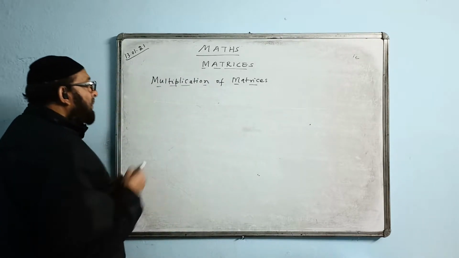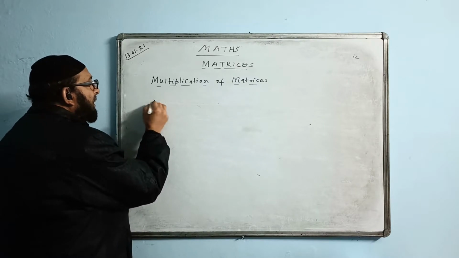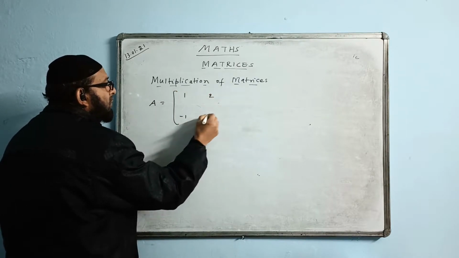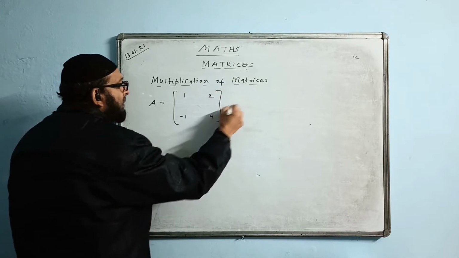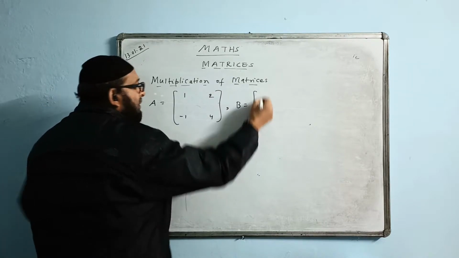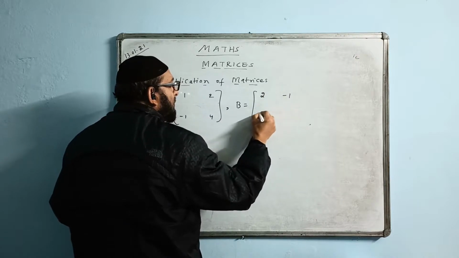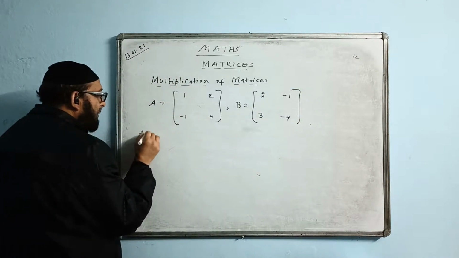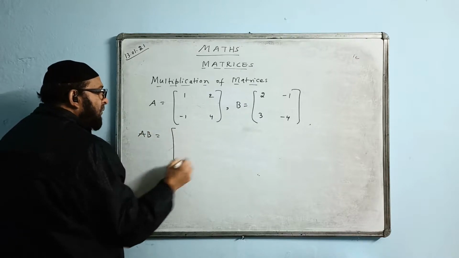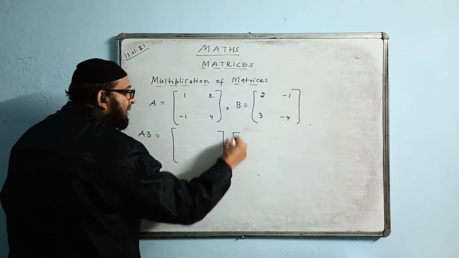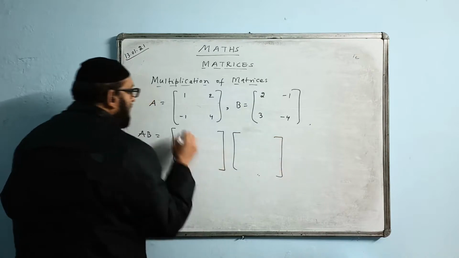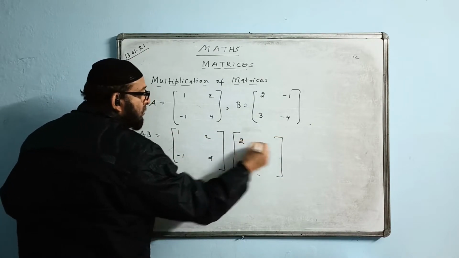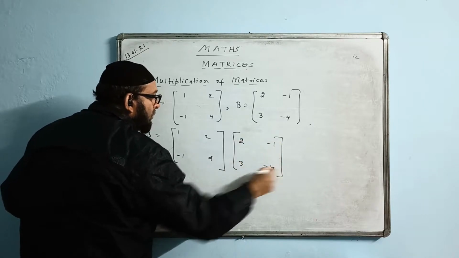Now I show how we multiply. Suppose we are having a matrix A. Let this be given 1, 2, minus 1, 4, some numbers I am taking. B is given like this: 2, minus 1, 3, minus 4. And they are asking to find AB. So first I will write A and then I write B. A is 1, 2, minus 1, 4. Here B is 2, minus 1, 3, minus 4.